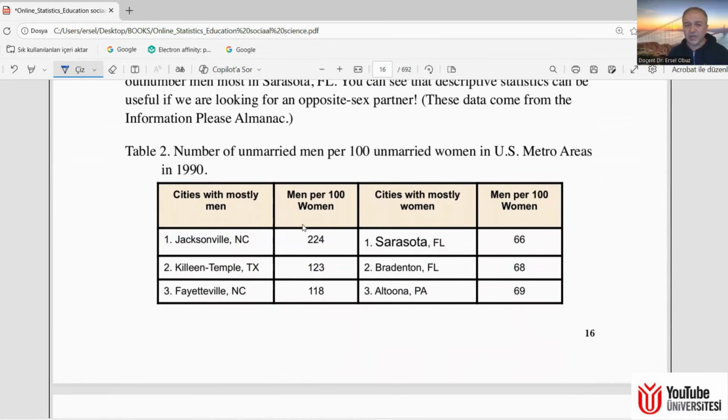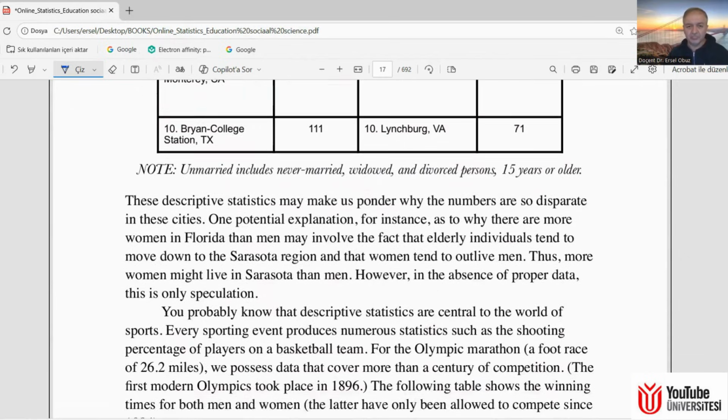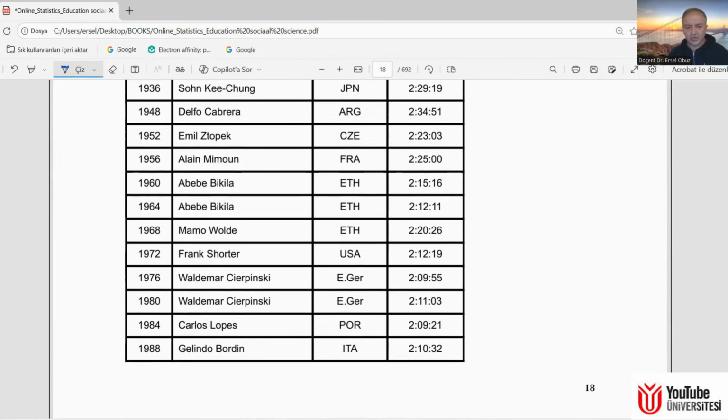Here's another one. Number of unmarried men per 100 unmarried women in U.S. metro areas in 1990. As you see, in Jacksonville, North Carolina, there are 220 men per 100 women, whereas in Sarasota, Florida, there are only 66 men per 100 women. As you see, we describe the data. That's why it is called descriptive statistics.